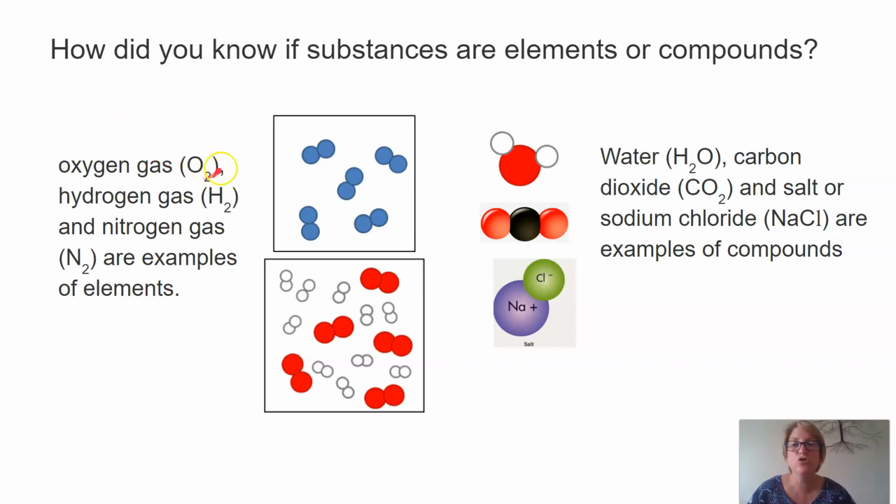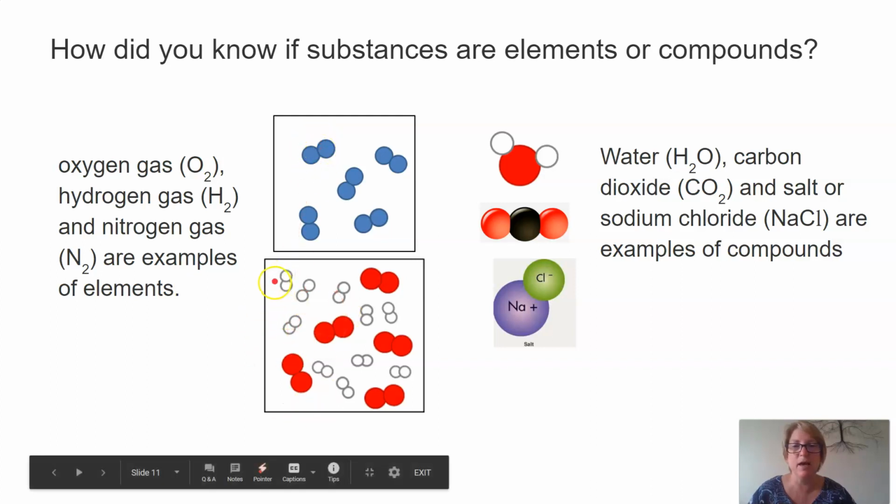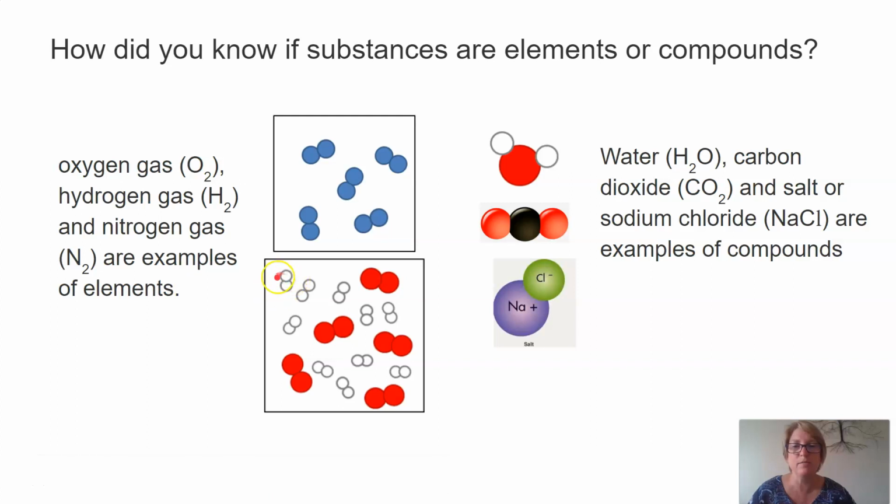Now, if we draw O2, for example, the 2 here refers to the number of atoms in one molecule of oxygen. So here we would have 2 atoms. In this diagram here, we have 2 atoms that make up one molecule. So how does this compare with a compound?